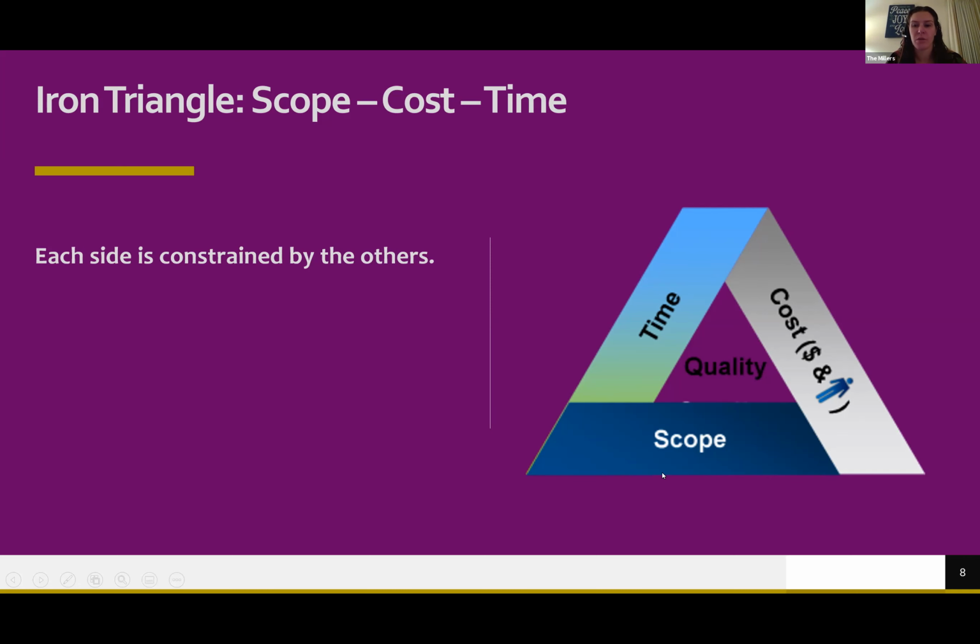You know, and so the three sides all work together. If I have scope creep, if there's things that I want to add to scope that weren't there before, I'm going to impact my cost and or my schedule as well.